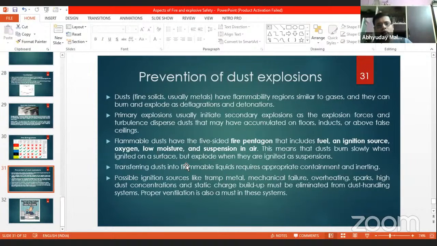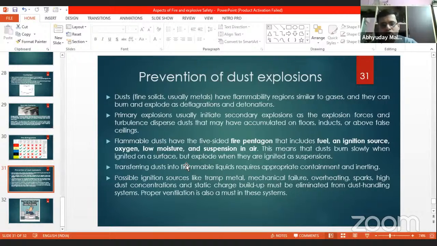Ignition sources that can lead to dust explosions are tramp metals. That is some impurity or some outside piece of metal that has by chance come into the dust. Suppose you are working with coal dust, and by chance some iron particle has come into the coal dust. That will be called a tramp metal. And that may ignite the dust by friction with the walls of the container. You can prevent this if you have a magnetic metal collector before you convey or handle the dust. This magnetic collector will remove any magnetic piece of metal from the dust.